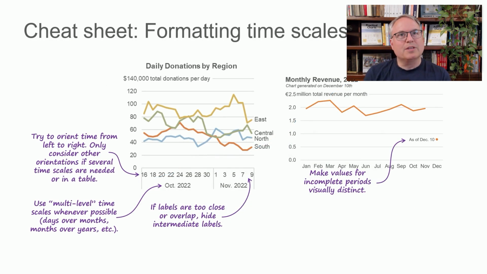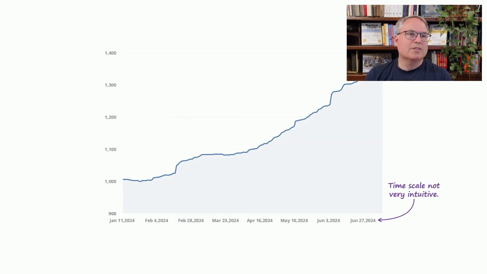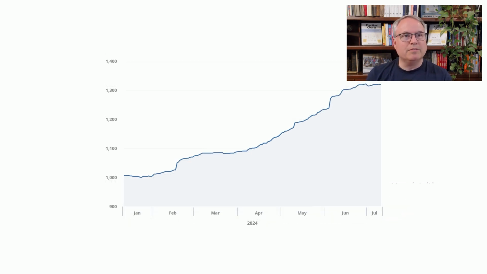Again, I talk about timescales in my practical charts course, and one of the things that we talk about is the fact that most of the time it's good to use what I call a multi-level timescale. And so if we were to apply that to this chart, we go from a timescale that's not very intuitive to something like this, right? Here we have months over years. And so now I can very quickly see that, yeah, this represents about 6 months. When did this value occur? In the middle of May, right? I didn't have to do any mental calculations in order to get to that point.